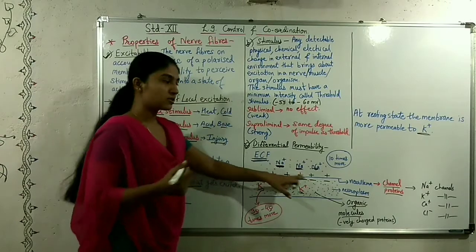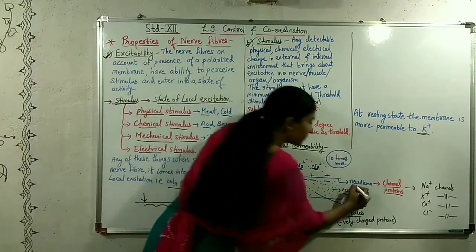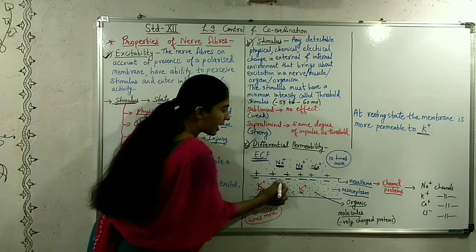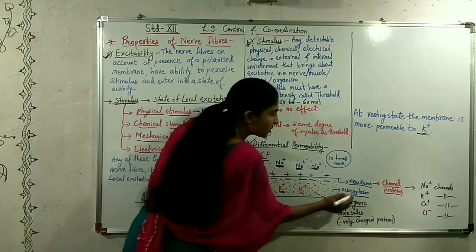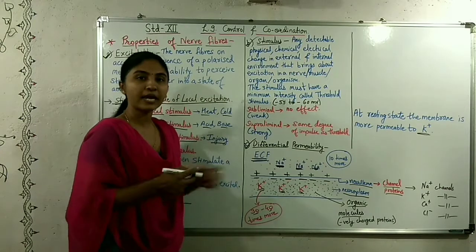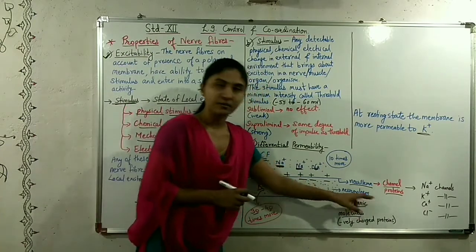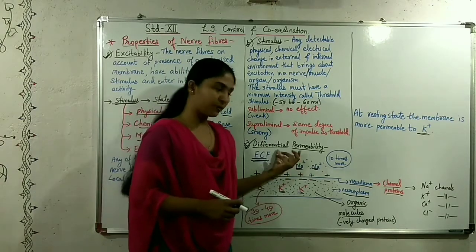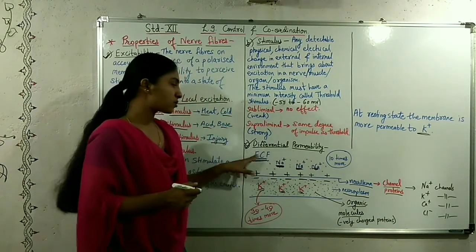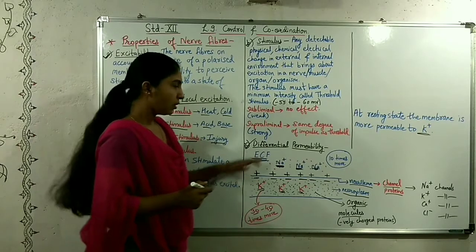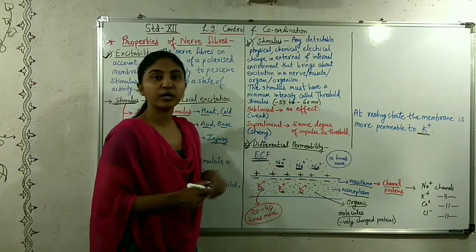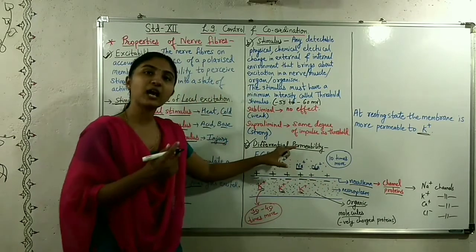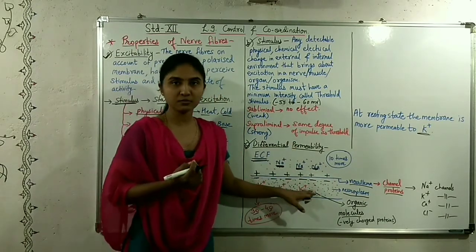Now here, this neurolemma. Inside the axon there is neuroplasm, the fluid which is present inside. Whereas the fluid which is present outside the axon or outside the membrane is called extracellular fluid. Now in this extracellular fluid there are sodium ions present. Sodium ions are present in the neuroplasm also.